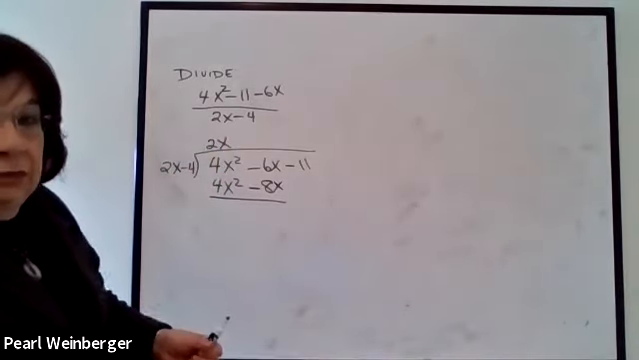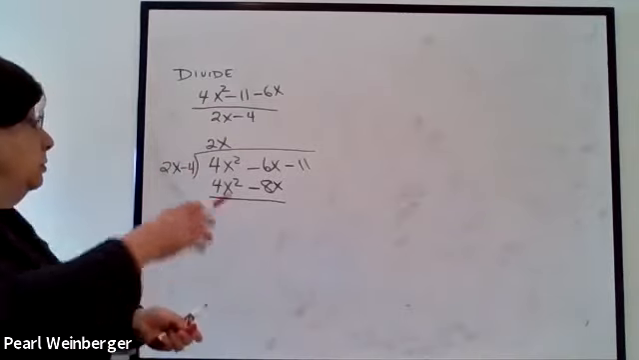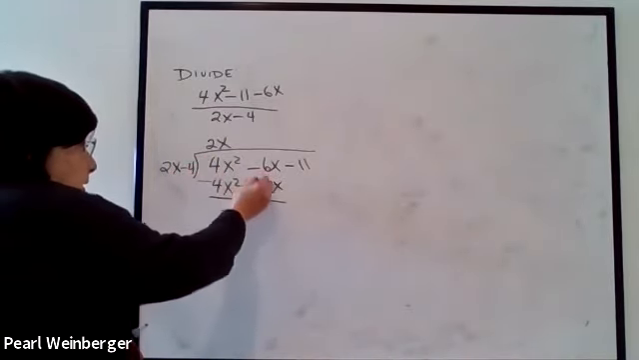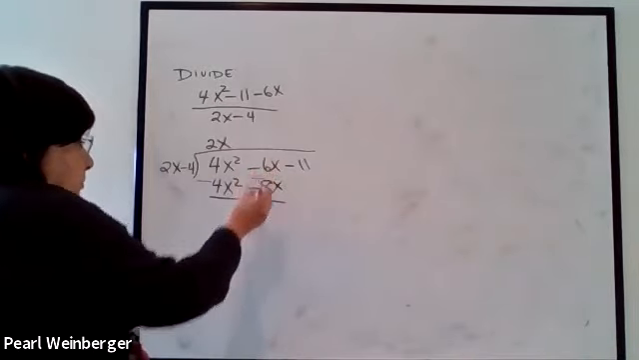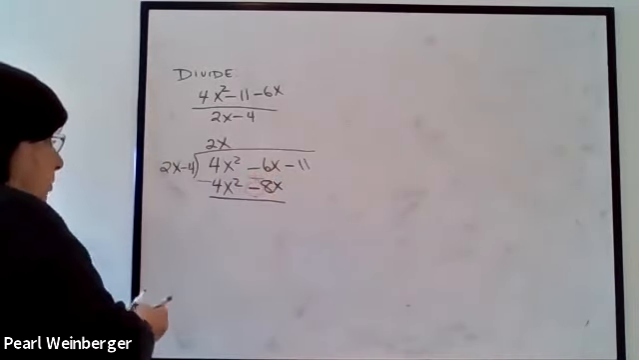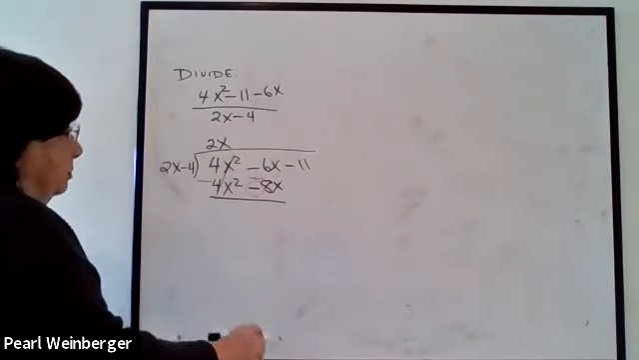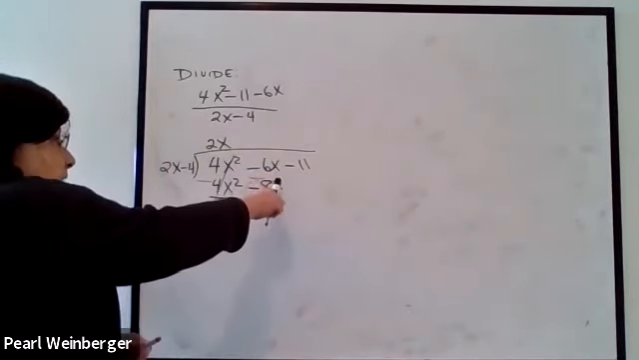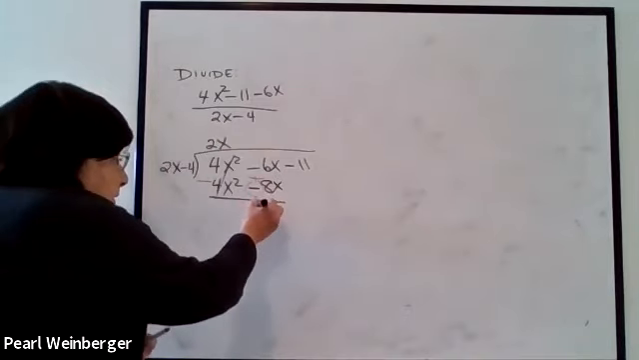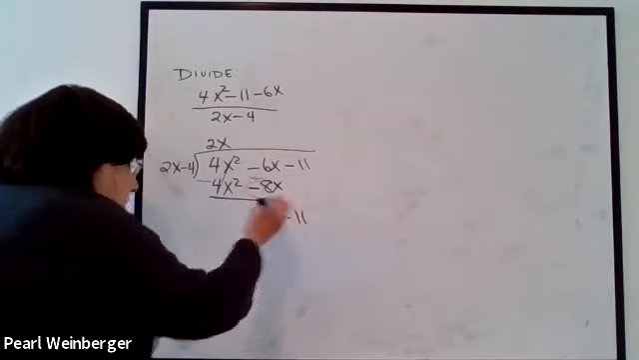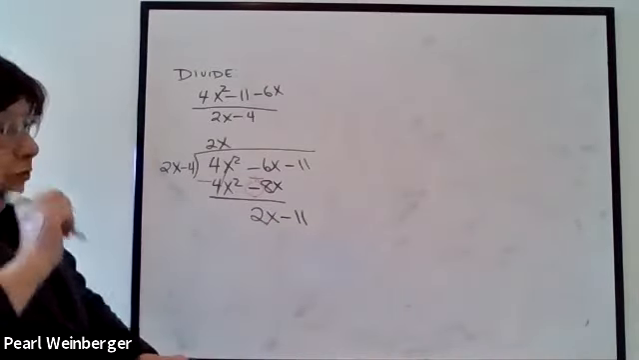And now I change my sign so I can subtract. So this is going to become a negative 4x squared. And this is going to become a positive 8x. And now we do 4x squared minus 4x squared. That cancels. Negative 6x plus 8x gives me positive 2x minus 11. I bring down the next term.